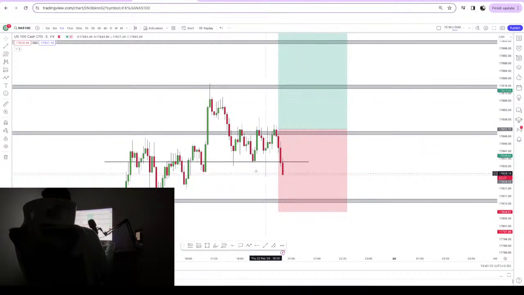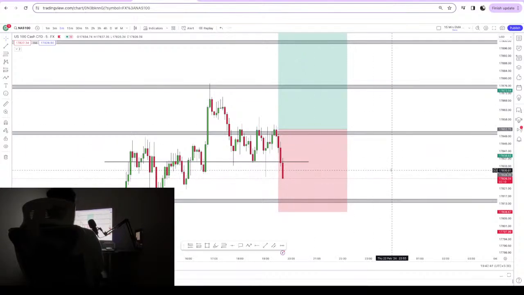So this is also a level. If we get any bullish engulfing candle here, this also becomes a trade for us. But right now, no opportunity. Just wait and watch.